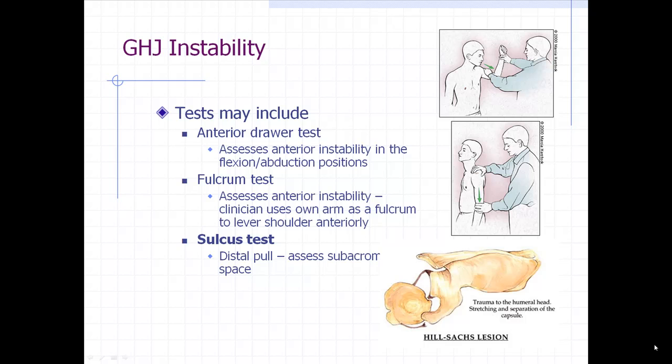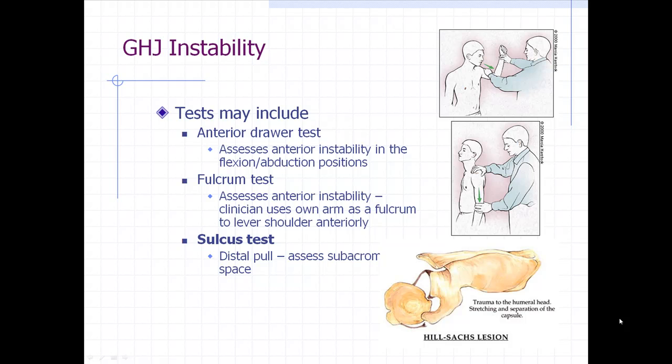Instability tests may include simple tests such as the anterior draw test, in which the clinician simply draws the humerus forward relative to the glenoid fossa to assess how much anterior translation there is. The anterior and inferior aspects of the shoulder are typically the most unstable aspect, and damage to the anterior capsule, for example something like a Hill-Sachs lesion, as we can see here, would lead to an increased translation.